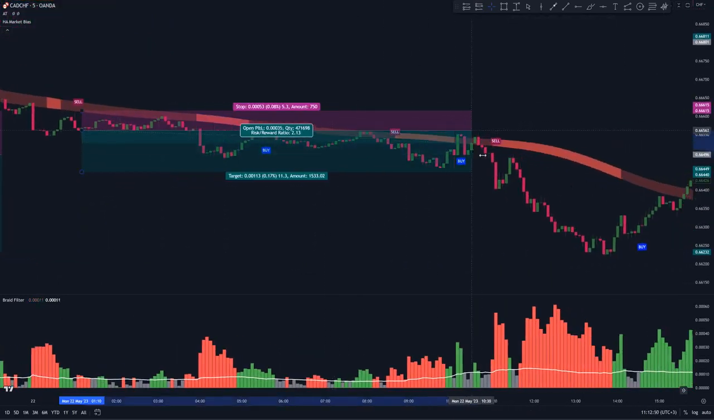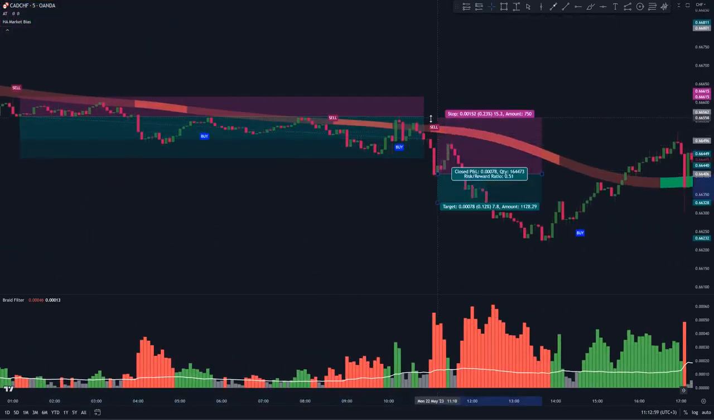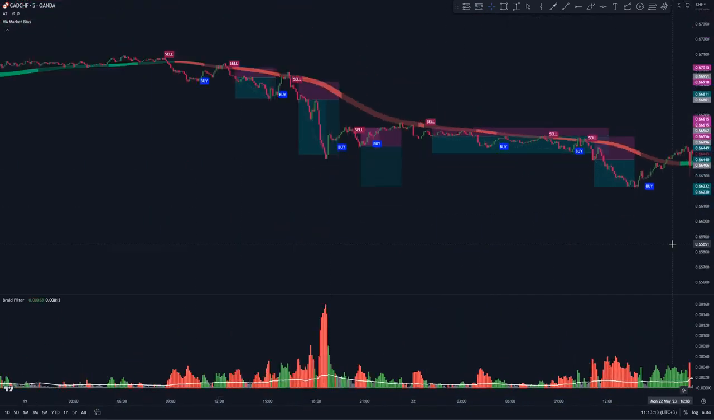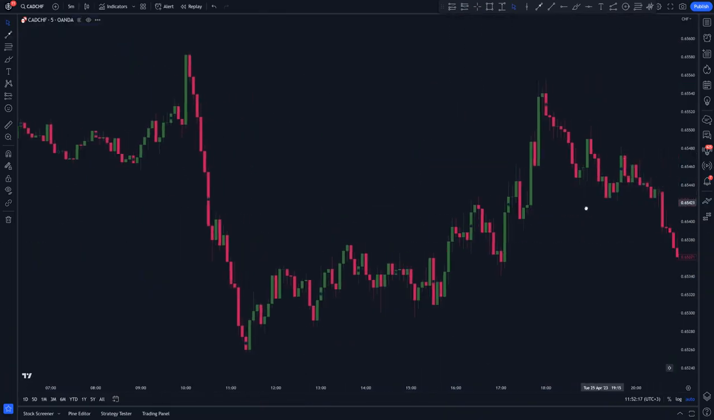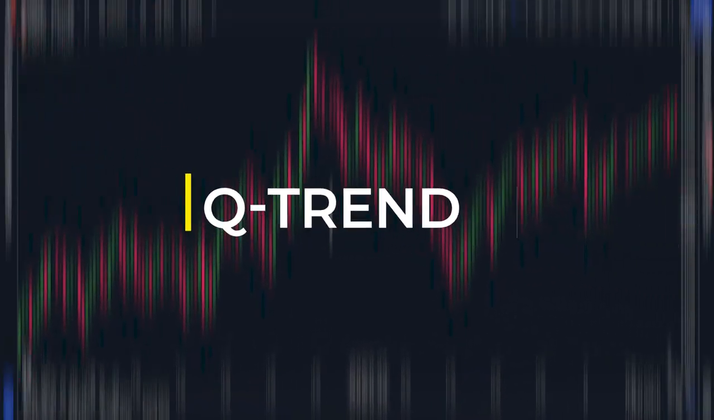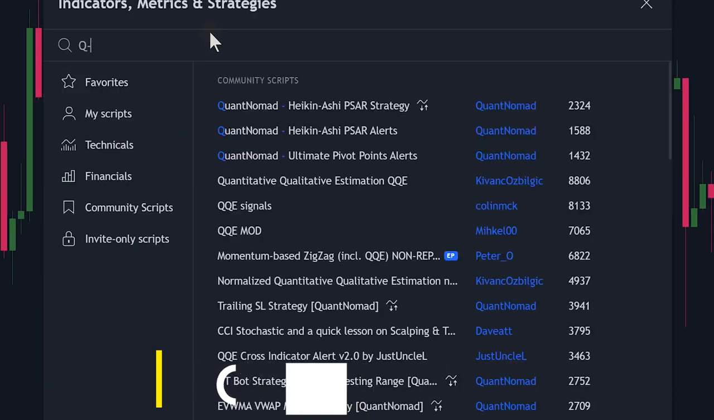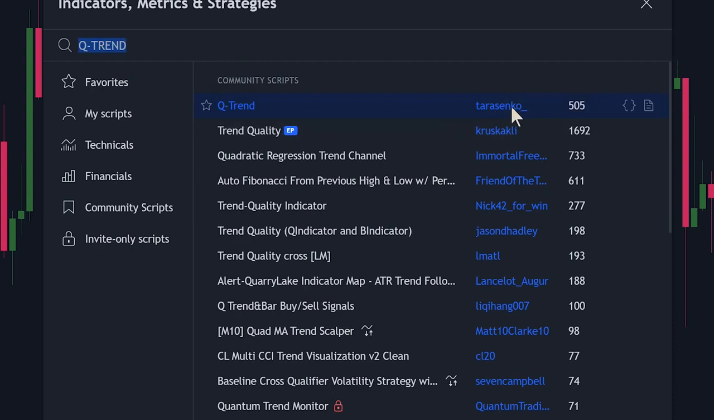So as you can see, these are really accurate signals from a buy-sell indicator that you can use in conjunction with your strategy. Next, in the second place, we have a buy-sell indicator called Q-Trend. To add it to the chart, you just click here and type in Q-Trend, this one by Tarasenko.